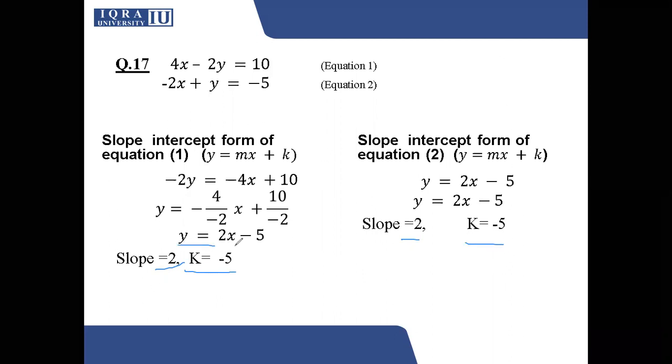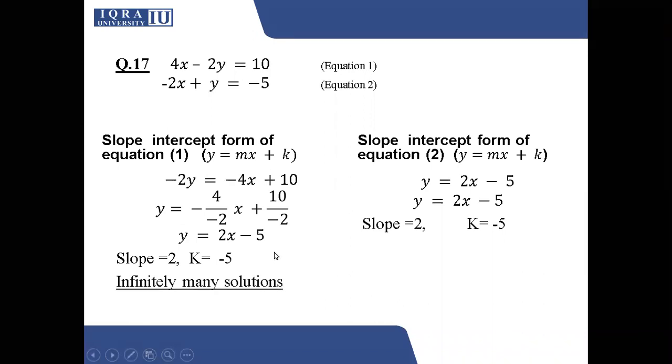You'll notice that both of these equations are actually the same. So when we have the same equations, this is a case of infinitely many solutions. Why is it a case of infinitely many solutions? Because my gradients are the same. M1 is the same as M2 and my y-intercept is also the same. K1 is equal to K2.